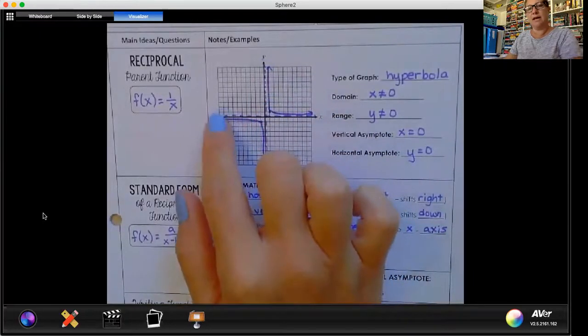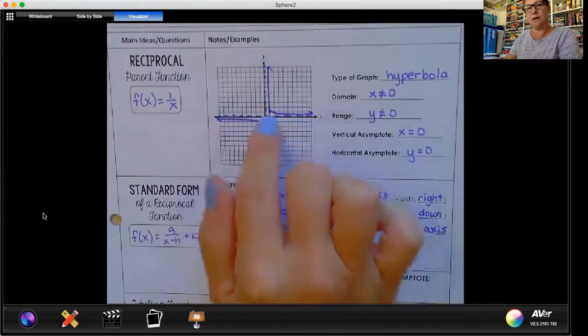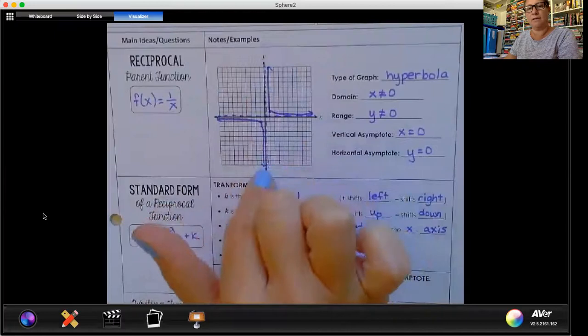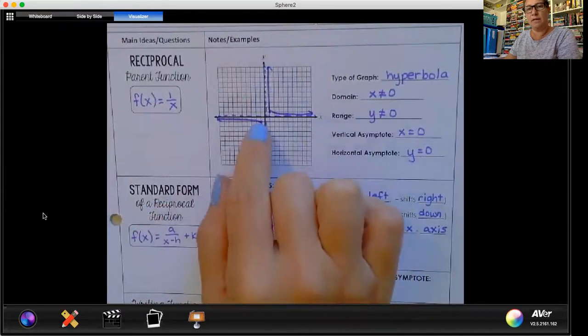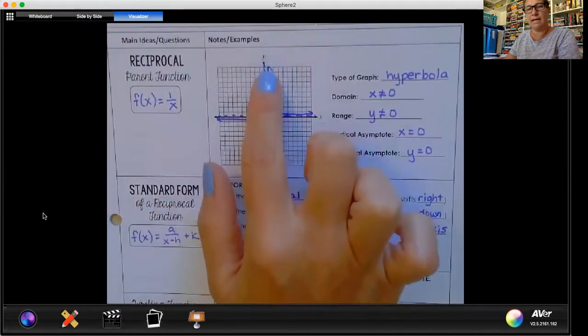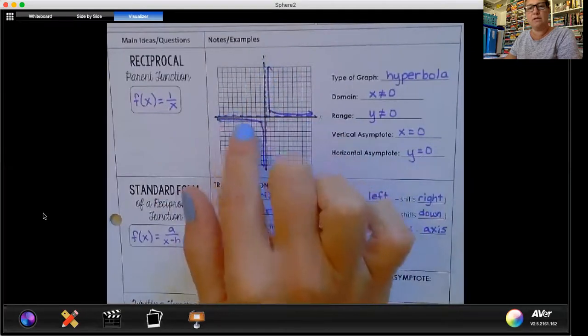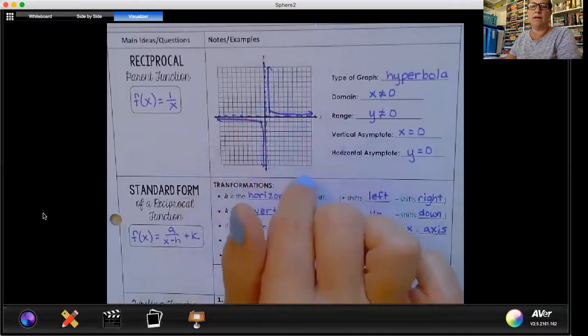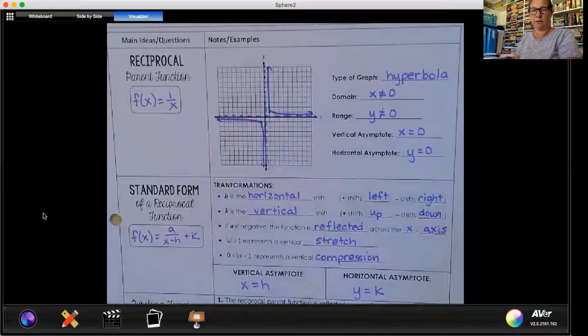But in this case, we have a vertical asymptote and a horizontal asymptote. Here's your horizontal asymptote at y equals 0, vertical asymptote at x equals 0. And I use the points (-1, -1) and (1, 1) as my guide along with my asymptotes. So the domain: x cannot equal 0, range: y cannot equal 0. And then we've talked about your vertical and horizontal asymptotes.